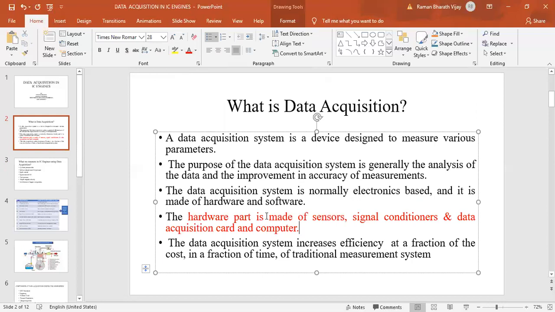What we have mentioned in red, sketched things, are the major hardware parts using which you can measure. All this data acquisition is done to improve the accuracy. The major point in using all of this is that it is used to improve the accuracy. This is the major highlight.